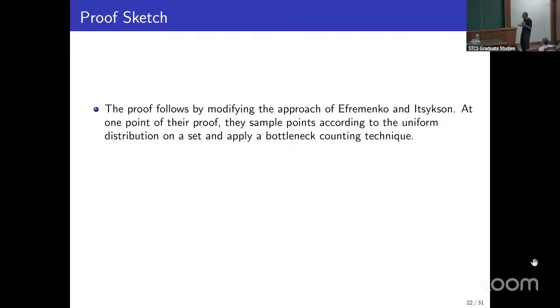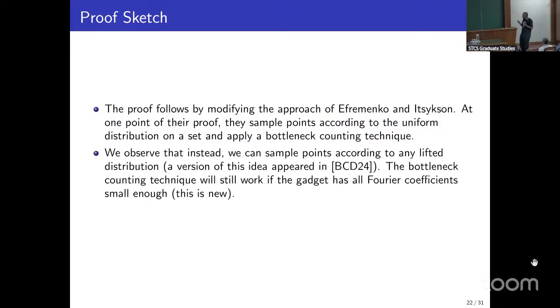Our proof follows by modifying the approach of Efremenko and Itsykson. At one point in their proof, they were sampling points according to the uniform distribution on a set, and they were applying a bottleneck counting technique. Our main observation is that instead of sampling from the uniform distribution, we can sample from any lifted distribution, as long as the gadget has all Fourier coefficients of small enough magnitude.